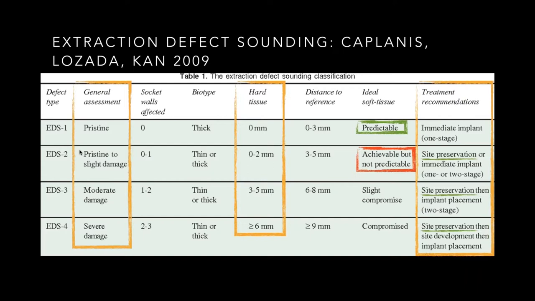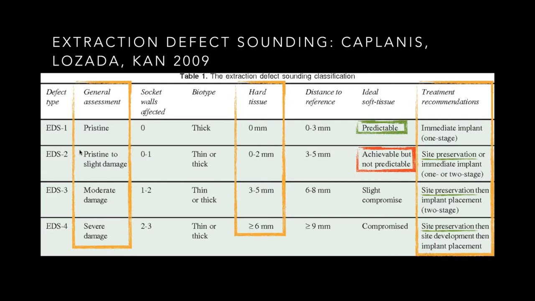And so a lot of times we'll say, okay, then let's immediately place the implant, because everybody's going towards this immediacy thing, right? Now, going one step down from pristine to slight damage, if you have 2 millimeters of hard tissue loss, all of a sudden ideal soft tissue contours are achievable, but not predictable. So even though you see a lot of marketing and education on immediate implant placement, I will say from a private practice standpoint, the best way to do it is still to go through ridge preservation, especially when there are defects present.